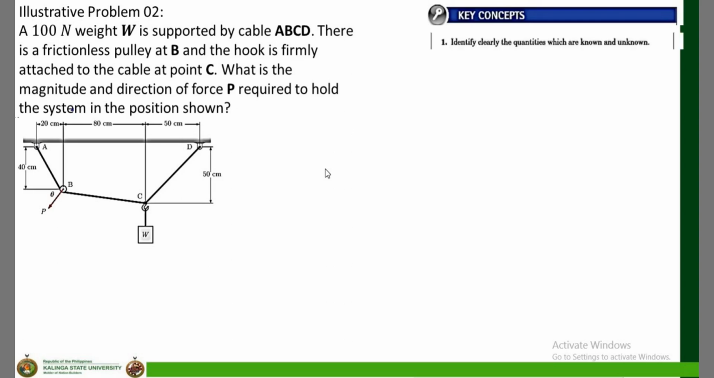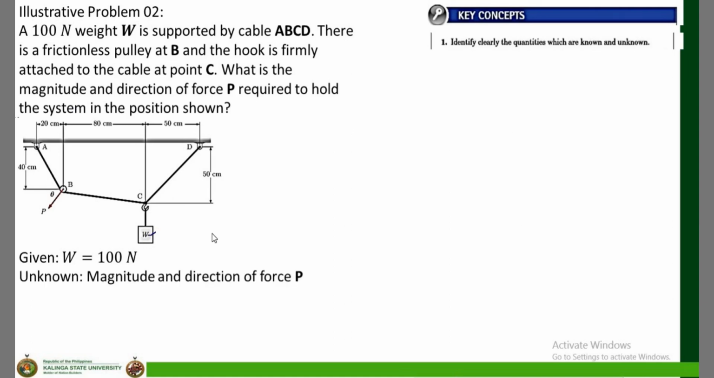So, to analyze the equilibrium of the rigid body given this system, I'm going to follow these key concepts. First, identify clearly the quantities which are known and unknown. The given is the weight, equal to 100 newtons, at point C. That is the only given in the problem. The unknown is the magnitude and direction of force P. What would be the value of this? And when we say direction, that is the value of theta. That is step 1.